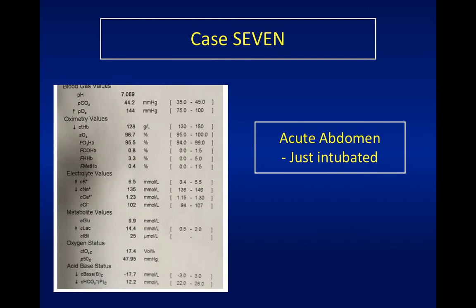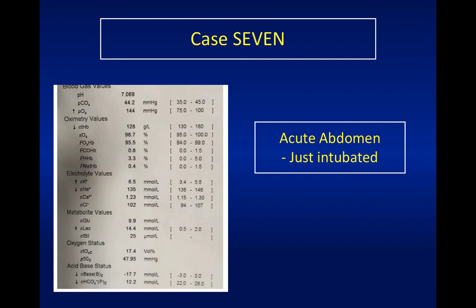Let's assume that we didn't have a machine that measures lactate, and let's calculate the anion gap and differentiate whether it's a high or a normal anion gap. So we sort of know the answer already, but the sodium's 135 and the chloride's 102 and the bicarb is 12. So that's 114. 135 minus 114 is 21. So that is a high anion gap metabolic acidosis.